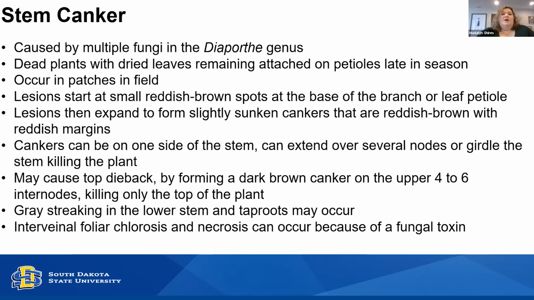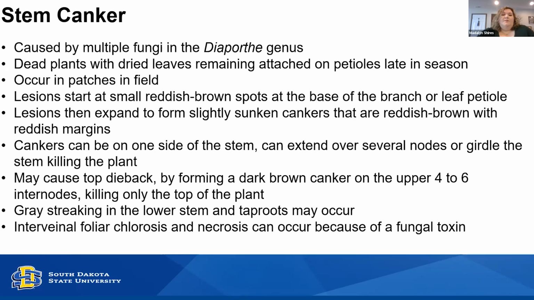The lesions start as small reddish brown spots at the base of the branch or the leaf petiole. They then expand to form sunken cankers that are reddish brown with reddish margins. The cankers can be on one side of the stem, and they can also extend over several nodes or girdle the stem, killing the plant. It's very common for those cankers to cause top dieback by forming a dark brown canker in the upper 4 to 6 internodes, killing only the top of the plant. A diagnostic symptom is gray streaking in the lower stem and taproots.